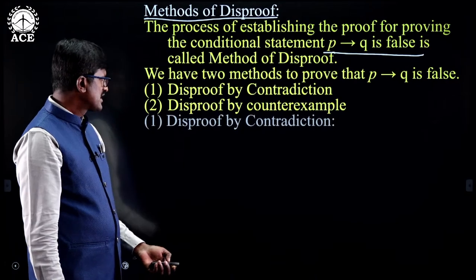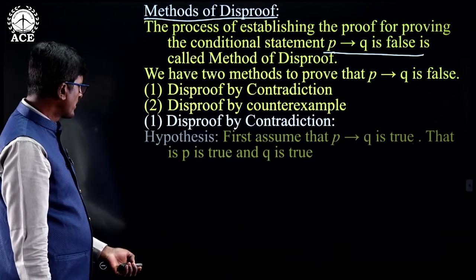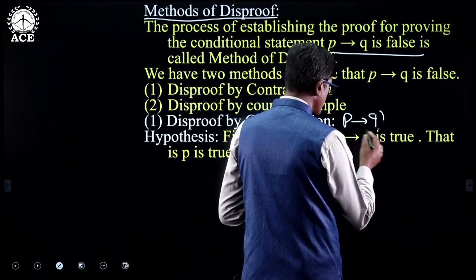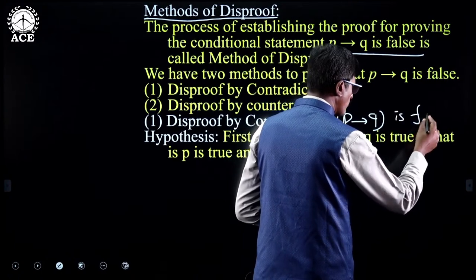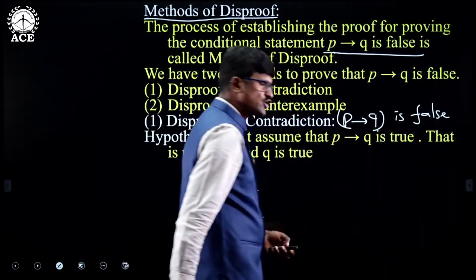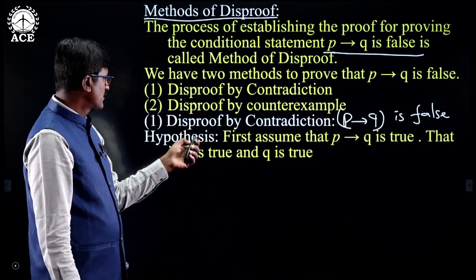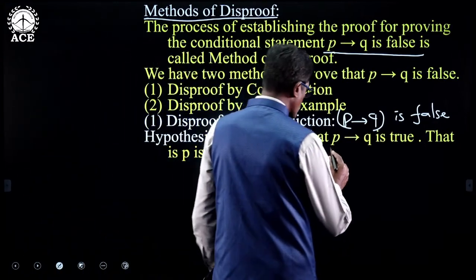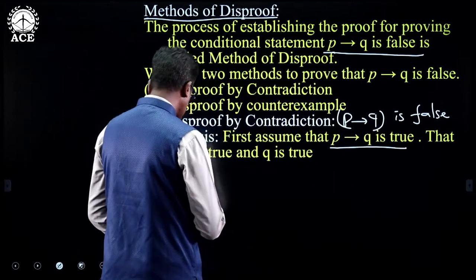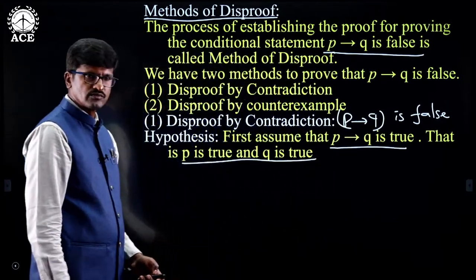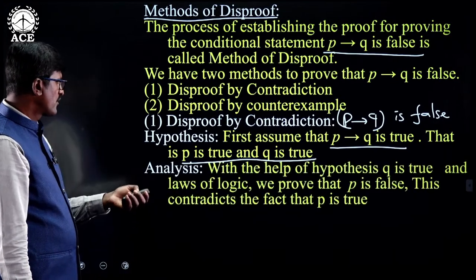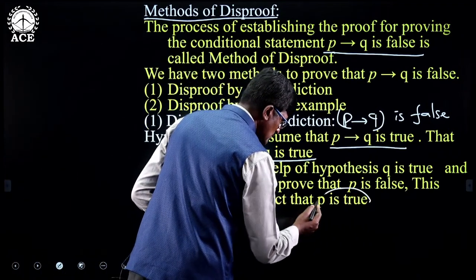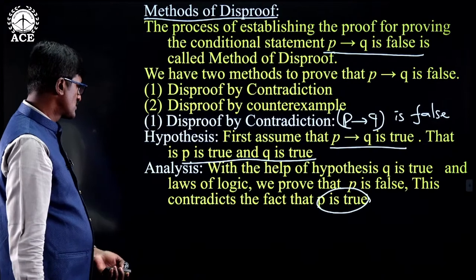The first one, disproof by contradiction. Actually, we have to prove that P conditional Q is false. This is the actual statement we need to prove. But disproof by contradiction means we assume that P conditional Q is true. If P conditional Q is true, it means P is true and Q is true. Next, in the analysis, with the help of our hypothesis and laws of logic, we prove that P is true.